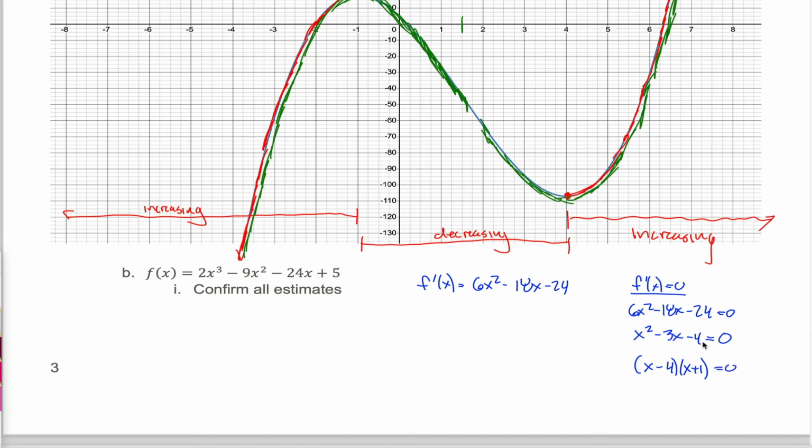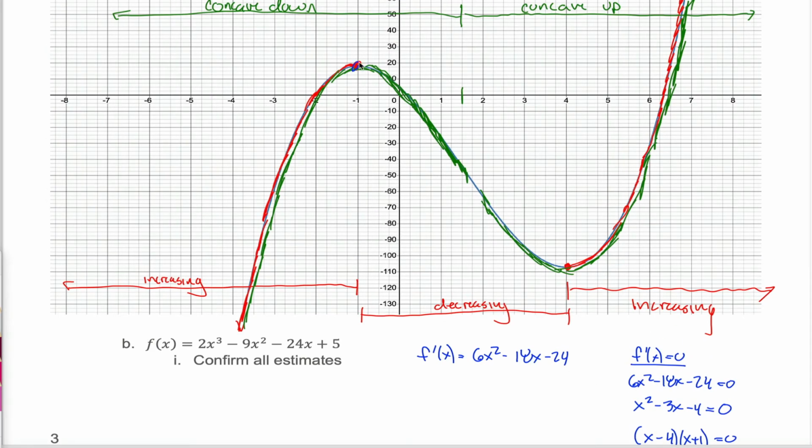So x squared minus 3x minus 4 equals 0 is the exact same as x minus 4 times x plus 1 equals 0. And x minus 4 times x plus 1 is going to equal 0 when x minus 4 equals 0, or when x plus 1 equals 0, which happen at 4 and negative 1 respectively. Oh yeah, that's exactly what I saw on the graph right here. The graph of my function is flat at negative 1 and at positive 4.